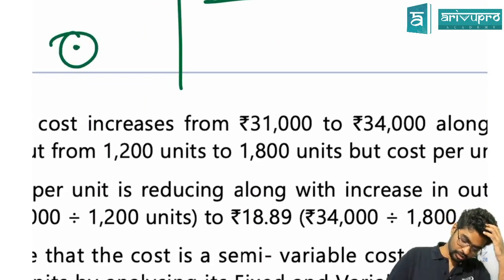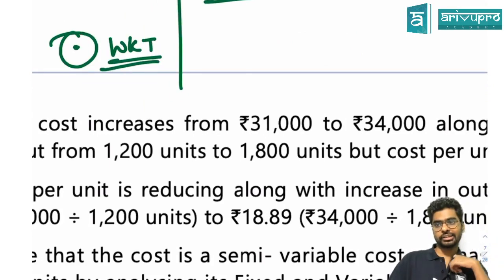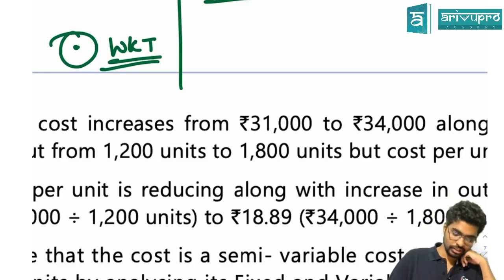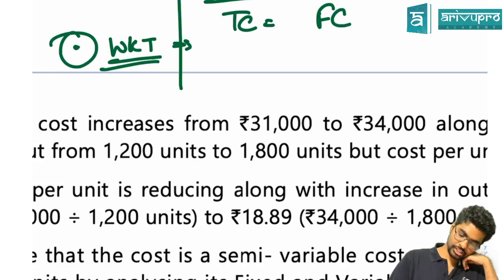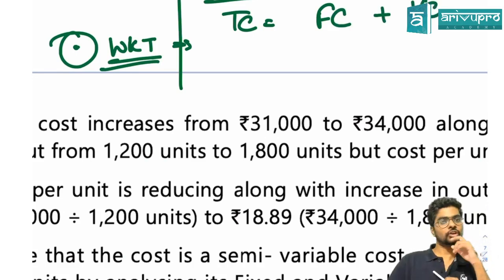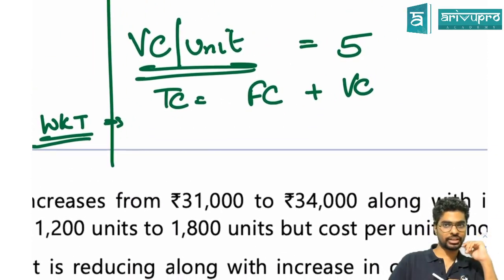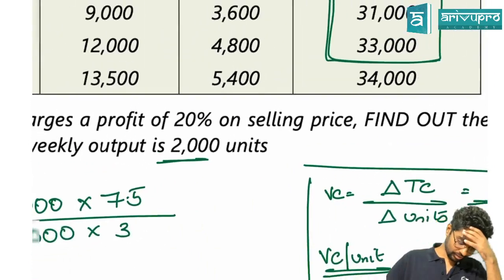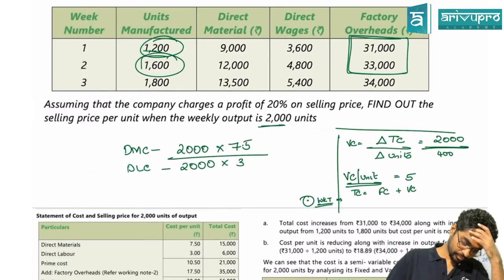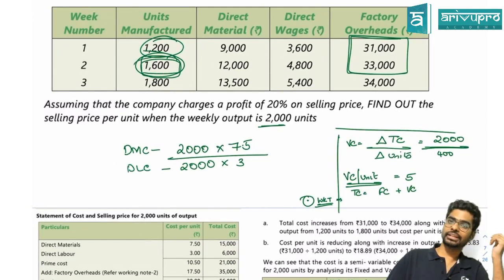Second point, we know that total cost is equal to fixed cost plus variable cost. Correct? Total cost is equal to fixed cost plus variable cost. Let me take it for 1600 units.